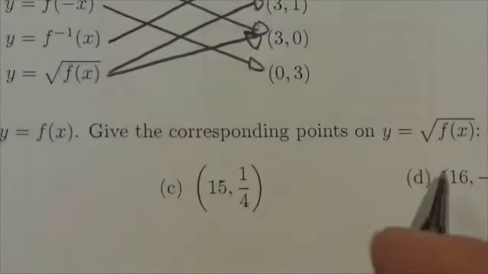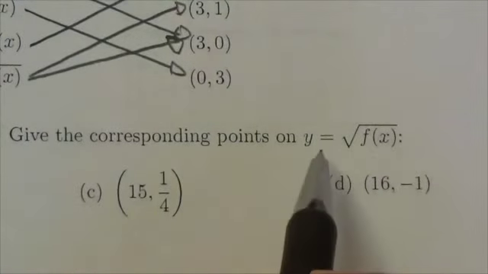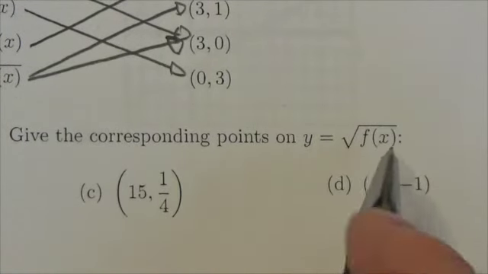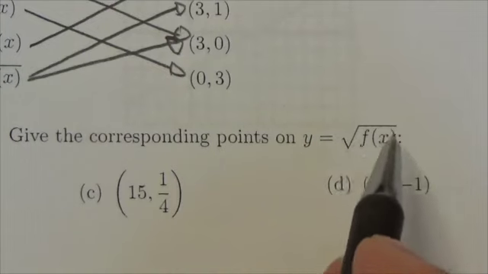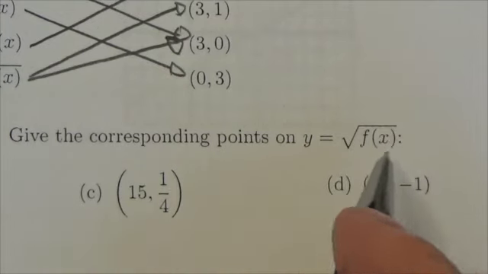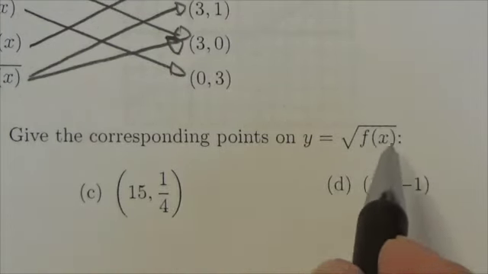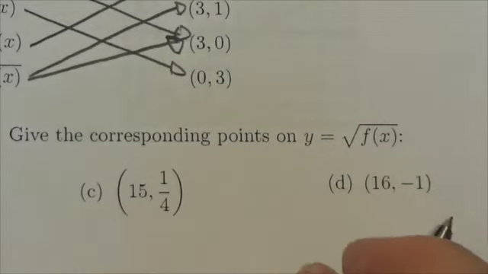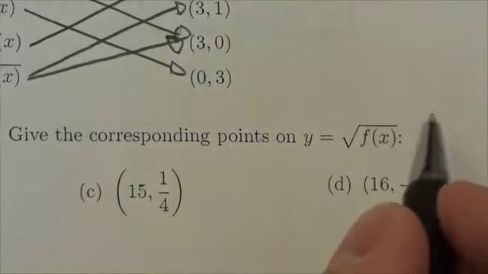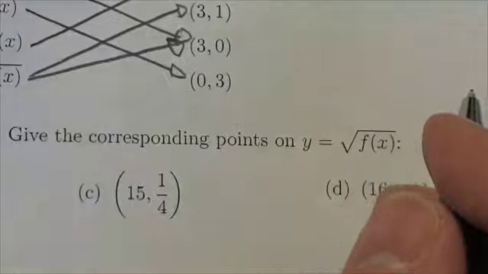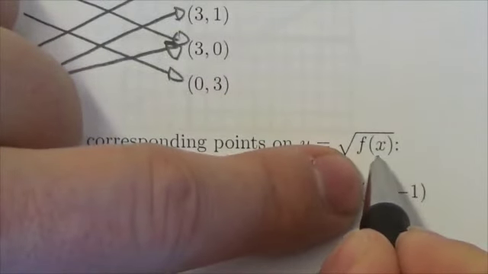Hey everyone. So this question says that the following points lie on the graph of y equals f of x, and we're going to give the corresponding points on y equals the square root of f of x. Now in this case, the f of x is totally underneath the radical symbol. Remember that what we're doing here is taking the square root of the function, but order of operations applies here, and so what's inside the brackets has to happen first.